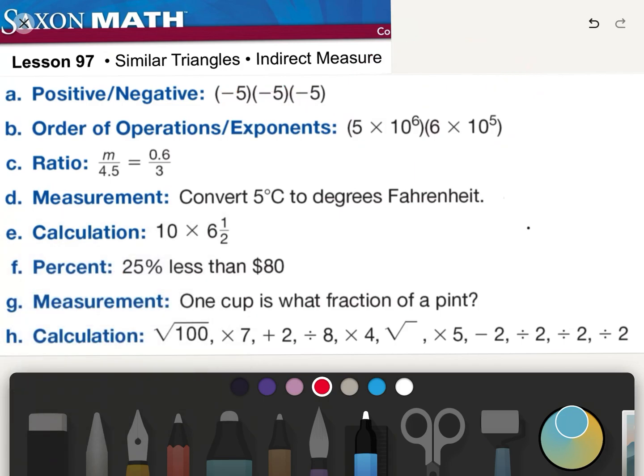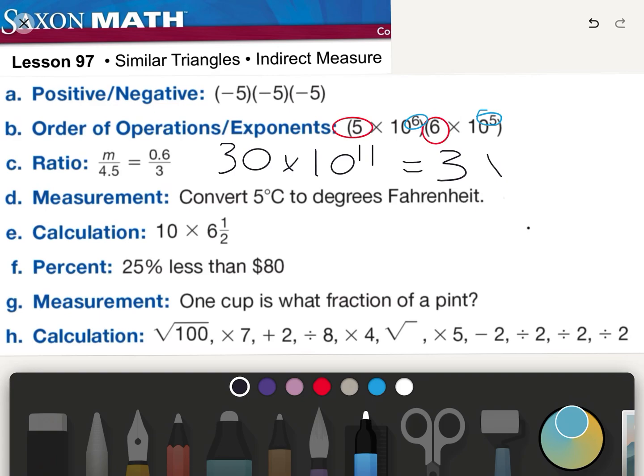Order of operations, exponents. 5 times 6, that would be 30. And adding these together, because we're multiplying them, would get us 10 to the power of 11. But you know, we can simplify this one level further by saying 3 times 10 to the power of 12.